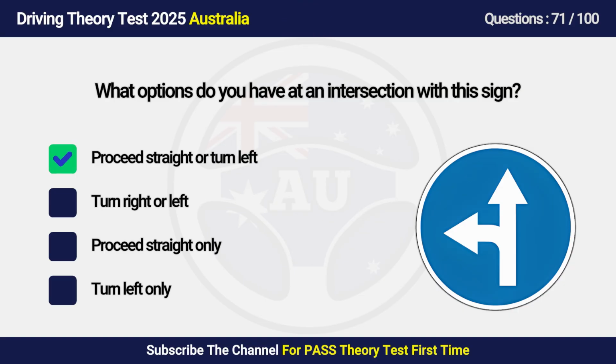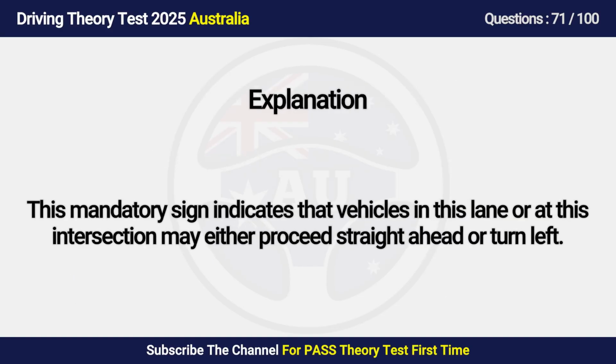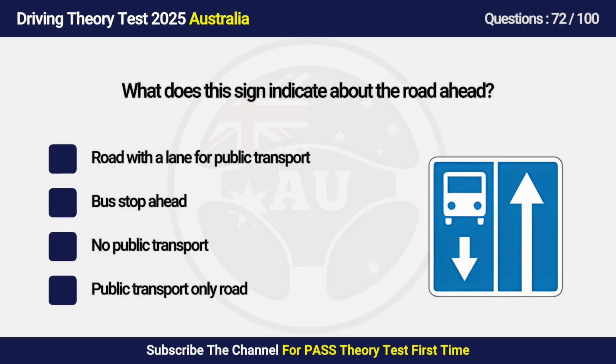Answer is A. Proceed straight or turn left. This mandatory sign indicates that vehicles in this lane or at this intersection may either proceed straight ahead or turn left.